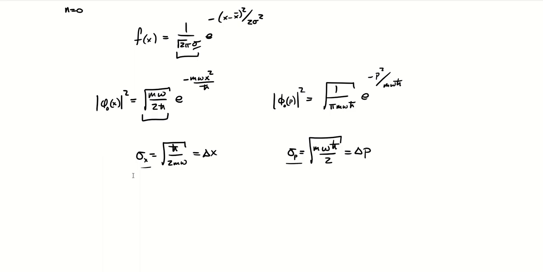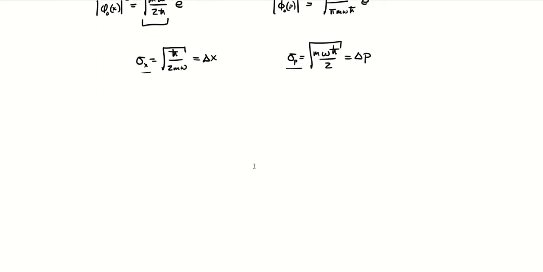And that allows us to calculate the Heisenberg uncertainty relation, right? What is delta x times delta p for the ground state of our harmonic oscillator? Well, it's just the square root of h bar over 2 m omega times the square root of m omega h bar over 2, which is equal to h bar over 2, right? So not only does it obey the Heisenberg uncertainty principle, but it is actually the minimum uncertainty state, the ground state of our harmonic oscillator.